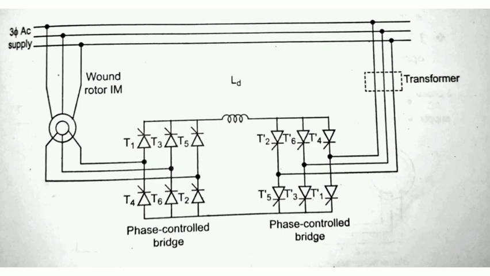For controlling the speed below and above synchronous speed, the static Scherbius drive is used. There are two configurations of this drive. They are DC link Scherbius drive and Cycloconverter Scherbius drive. Now I am going to talk about the DC link Scherbius drive.